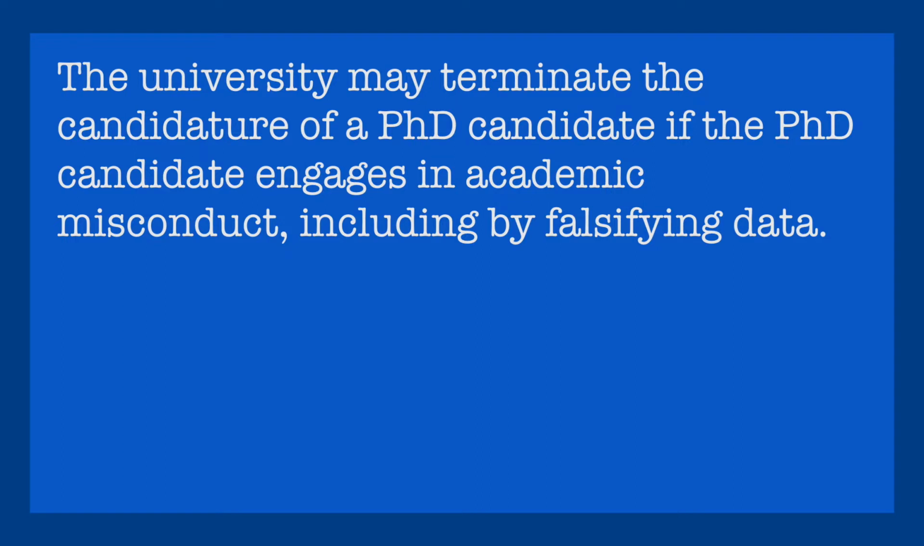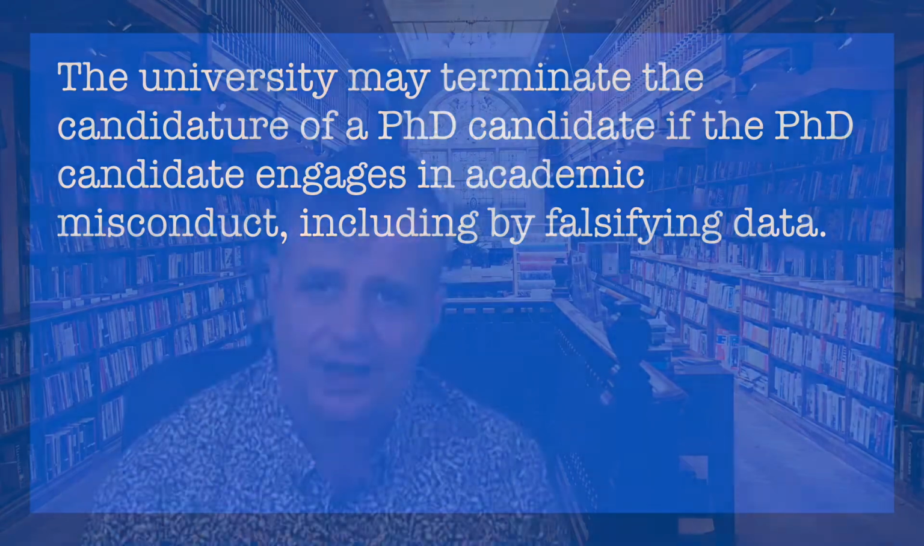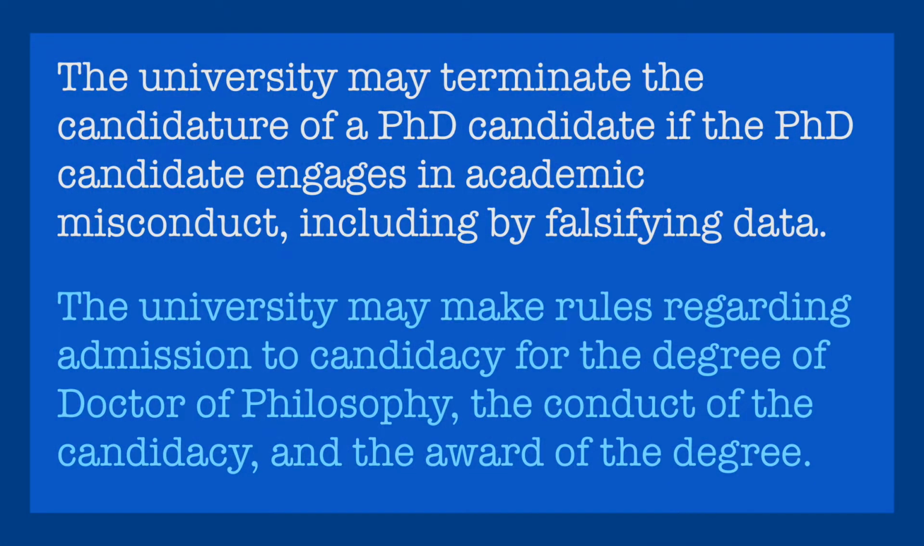So let's imagine two hypothetical university acts. One of them says the university may terminate the candidature of a PhD candidate if the PhD candidate engages in academic misconduct, including by falsifying data. The second one says the university may make rules regarding admission to candidacy for the degree of Doctor of Philosophy, the conduct of the candidacy, and the award of the degree.